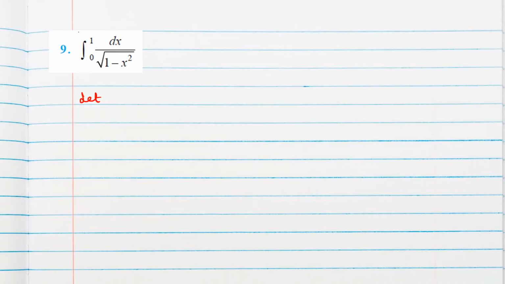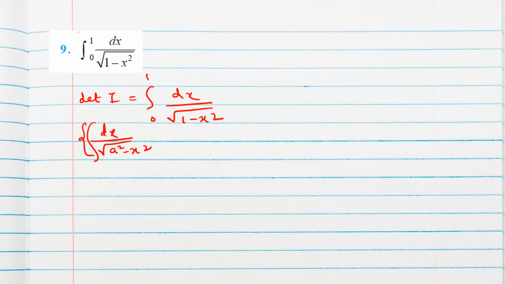Let the integral be I. This is one of the six formulae we have, dx by square root of a square minus x square type. That will be equal to sine inverse x by a plus c. Now here in the place of a square, 1 is there, which means a will be 1. So applying this formula, sine inverse x by 1 between the limits 0 to 1.